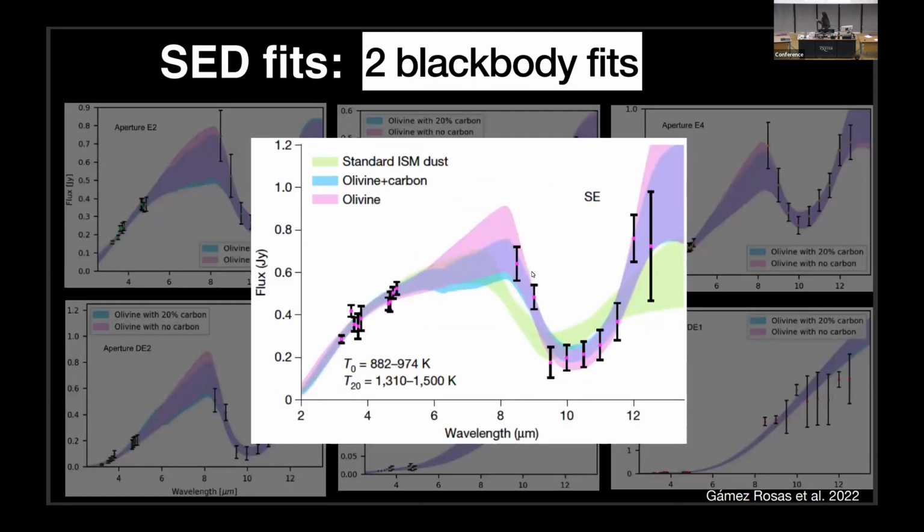And okay, here's an example of what happens if we use standard ISM dust. You can see it's the green stuff that is here. The 8-micron flux is never fitted, is never reached. And this happens for every SED in every ellipse. So this is very important.